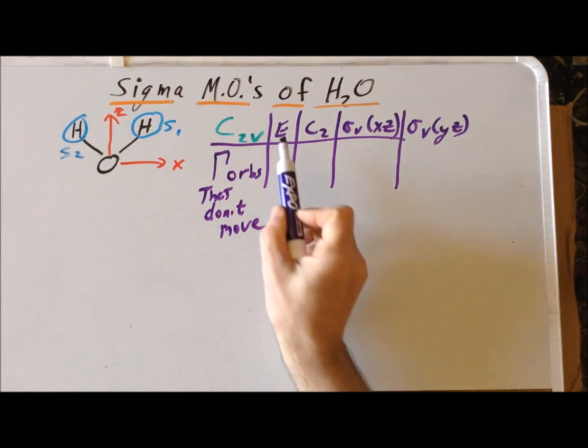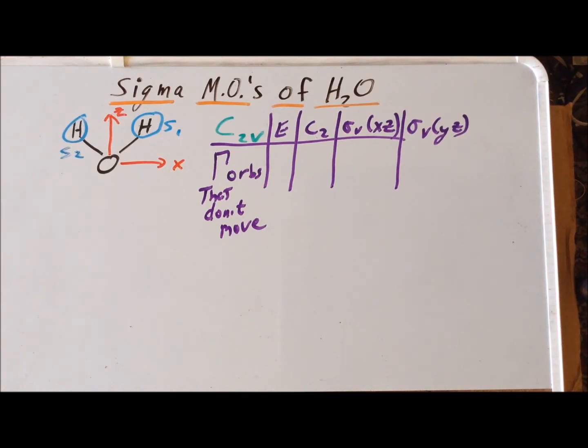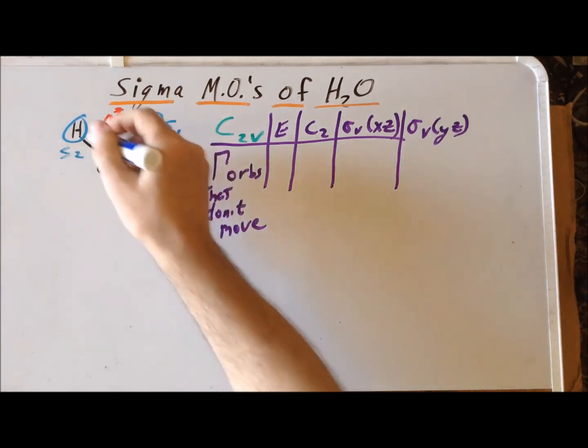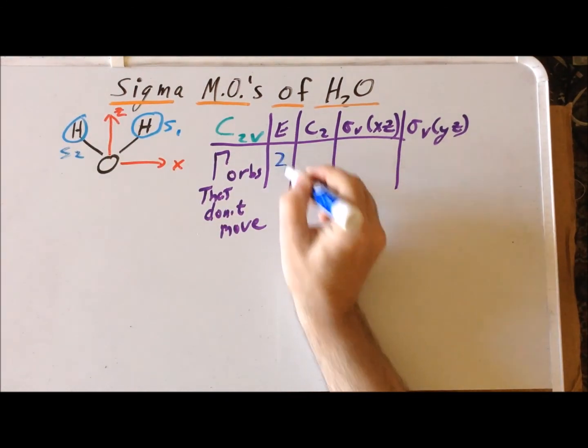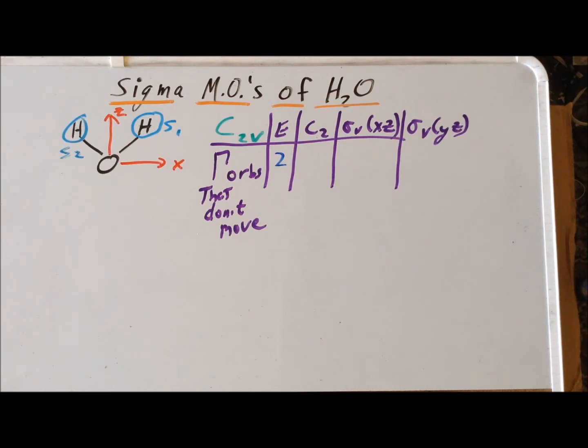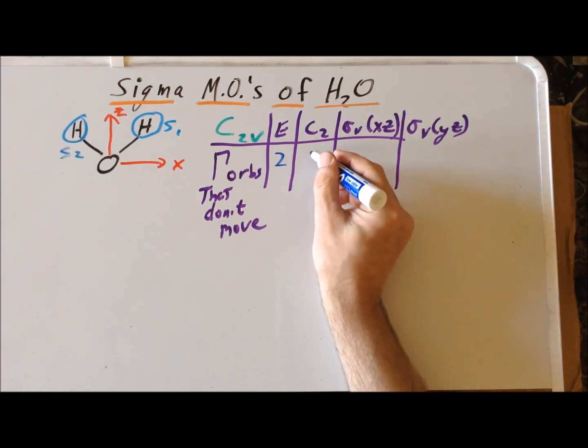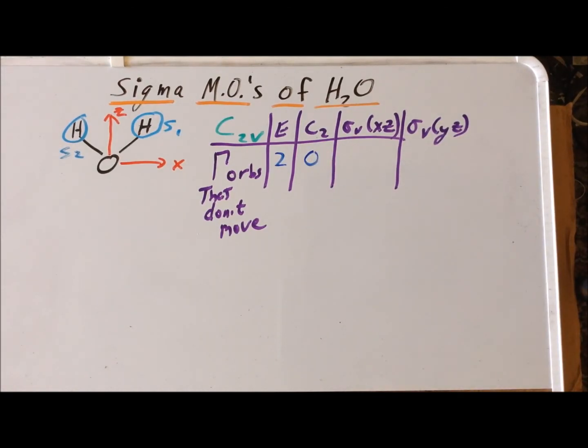So we want to see under each of the classes of the point group how many of these two group orbitals are invariant. How many of them do not move. So under the E operation, the identity, we know that both of the orbitals stay in the same location. So we have two orbitals that don't move. Under the C2 operation, our C2 axis is along the Z axis. So a C2 operation would take S1 into S2 and S2 into S1. Since both of the orbitals move, none of them stays put, so there are 0 orbitals that don't move.